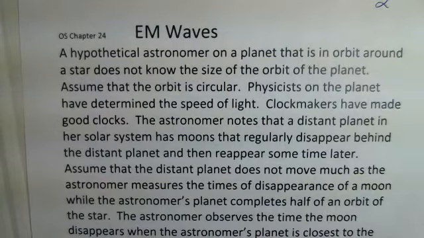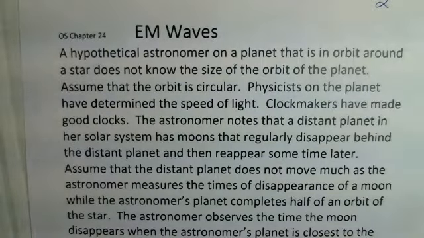The physicists on the planet are pretty advanced, though. They've determined the speed of light, 3 × 10⁸ meters per second, and they have good craftsmen making clocks that can keep accurate time for half of the orbit of the planet at least. As the astronomer looks at a distant planet, the astronomer finds that there are moons of that planet that regularly disappear behind the planet and then reappear. And that process can be observed over and over and over.